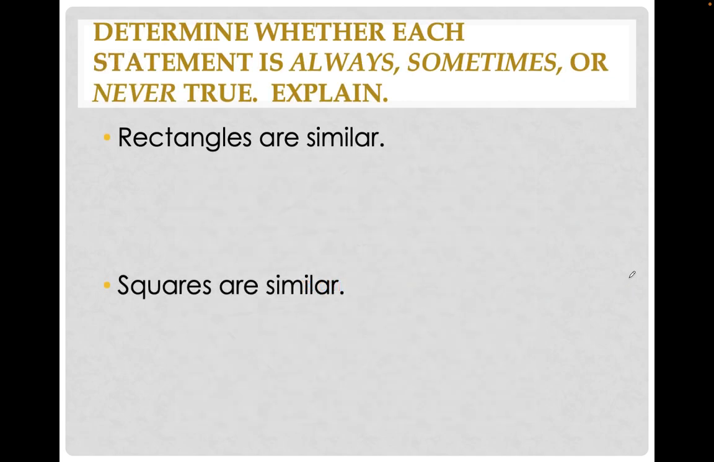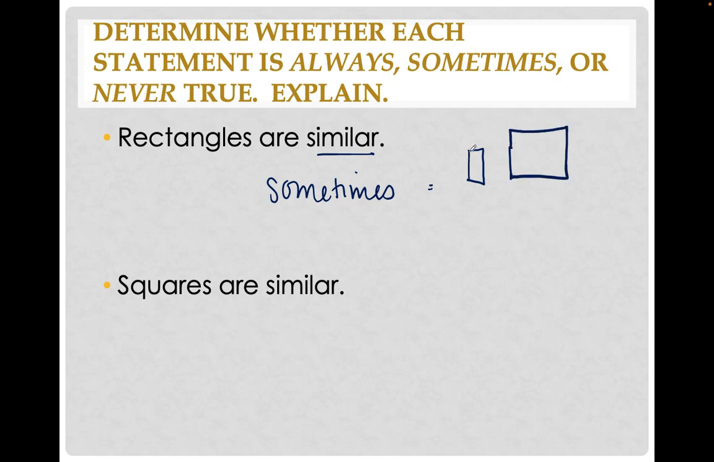Finally, determine whether each statement is always, sometimes, or never true, and then explain. Rectangles are similar. This is sometimes true because while we know they all have to have right angles, they don't all have to have the same proportion. So for example, I can have this tall and thin one, or I can have one that is a little bit taller but also wider. Those are certainly not proportional to one another.